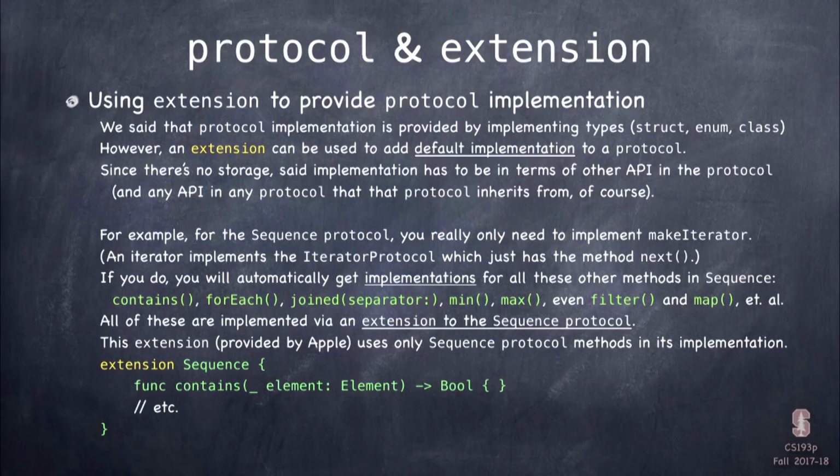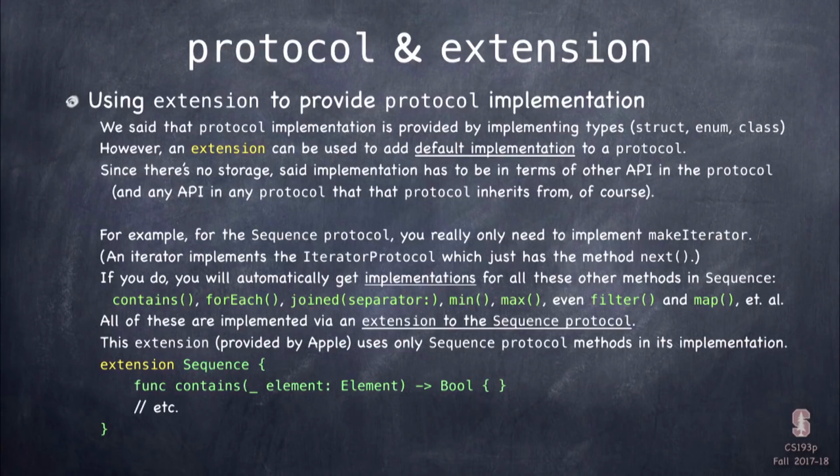It has min, find me the minimum thing in this sequence. Max, the maximum thing. Even has functions that take closures, which I'm going to talk about soon, like filter and map, that do major operations on the sequence. Well, all the implementation of all those things, contains, for each, joined, min, max, all those things, those are all implemented in an extension to sequence that Apple provides, so that if you want to have a sequence, as long as you implement that next thing to go to the next thing in the sequence, you get implementations of all those other things for free.